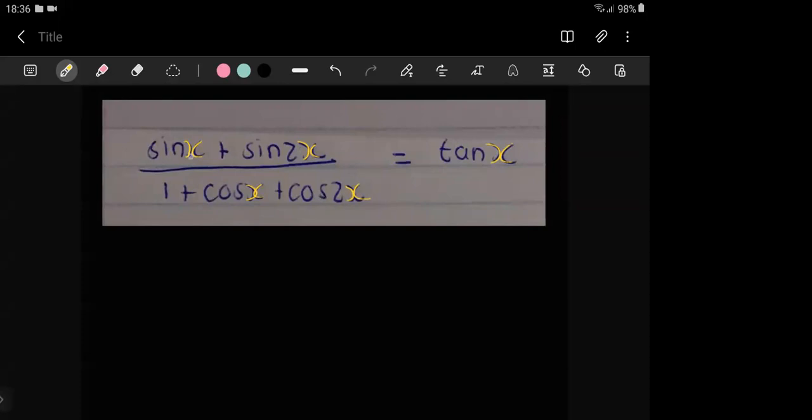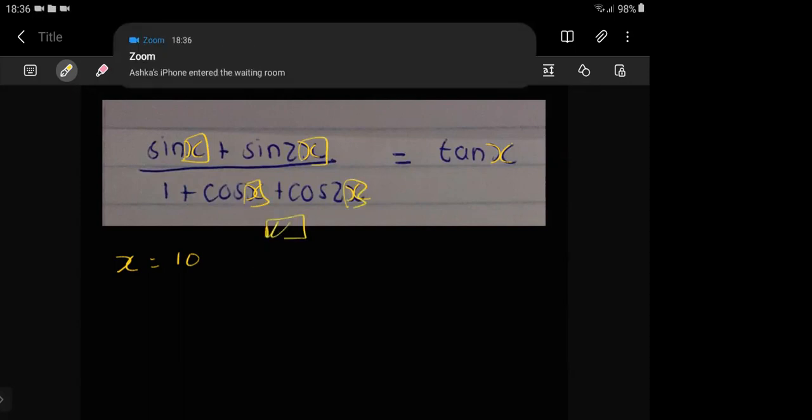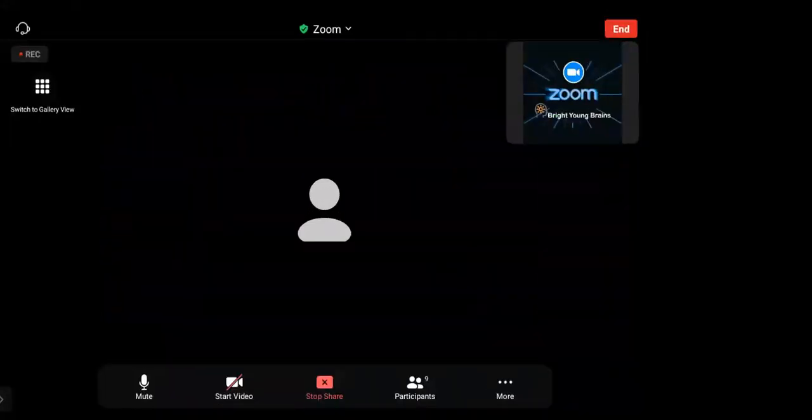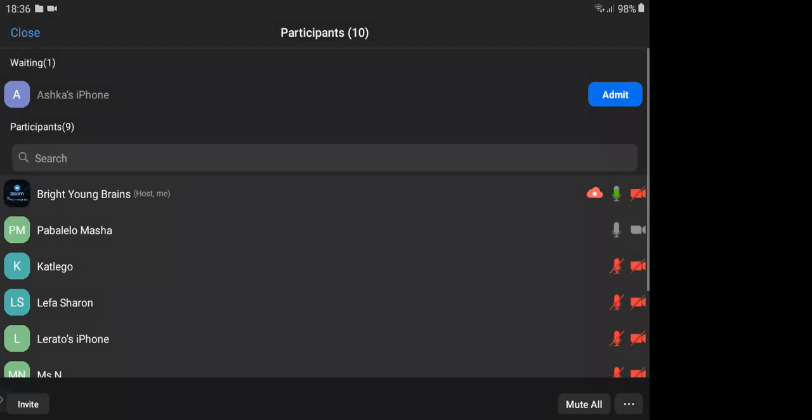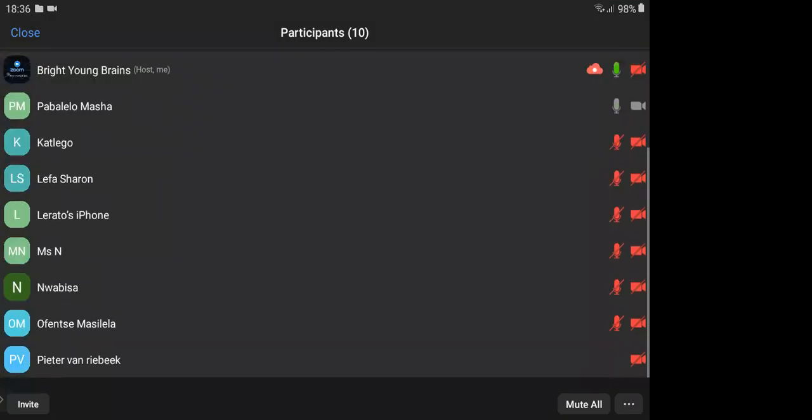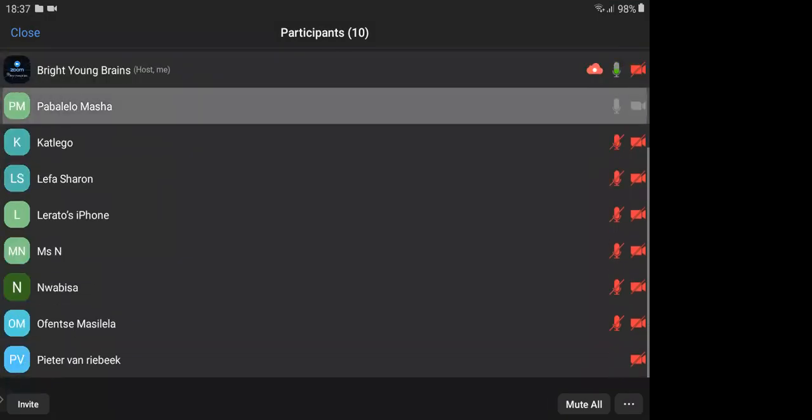Let's just choose a random value for x. Let's even choose 10. In your calculator, you put 10 there, 10 here, 10 here, and 10 here, and you get an answer for the left-hand side. After doing that, you do the same for the right-hand side and also get an answer. Then you double check if those answers are equal to each other.